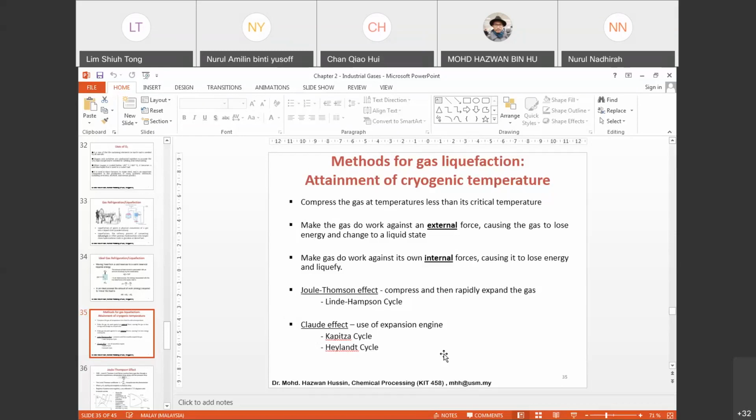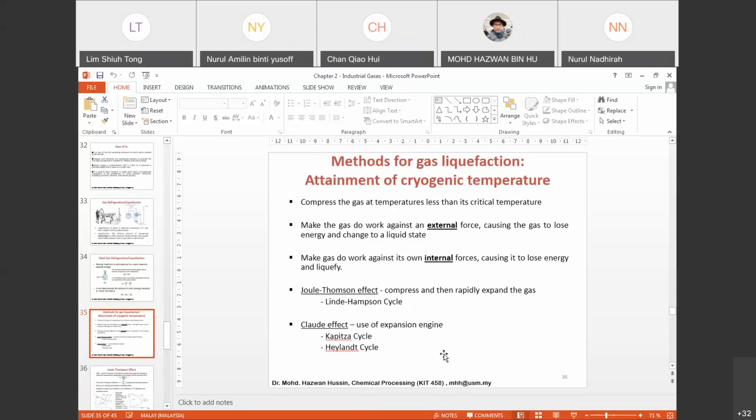The gas needs to be compressed at a temperature less than its critical temperature. This will make sure that the gas will do work against the external force, causing the gas to lose energy and change to a liquid state. And then the gas will work against its own internal force, causing it to lose energy and later on liquefy. There are several methods that you need to remember.